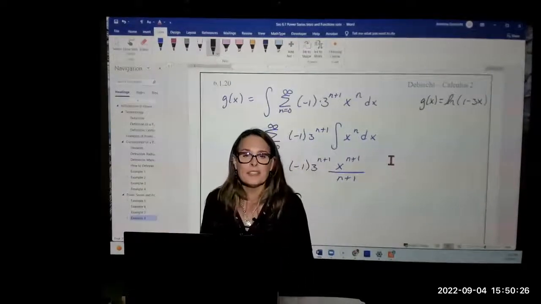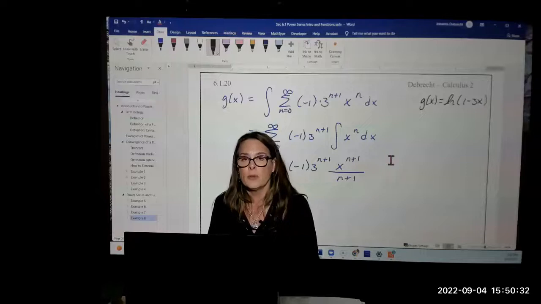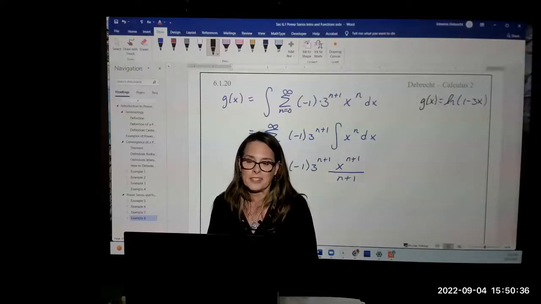So I'm going to pause the video here, go apply the ratio test, find your interval of convergence, check the left endpoint and the right endpoint, then turn the video back on and let's compare answers.